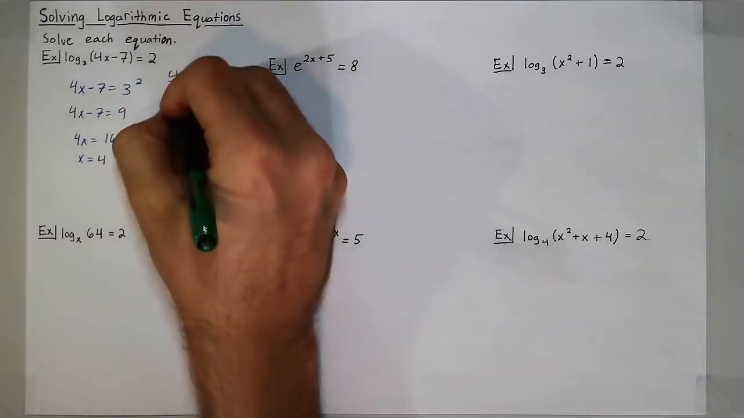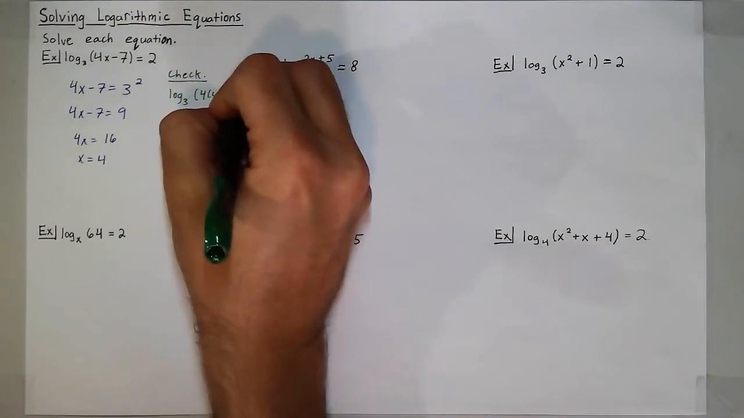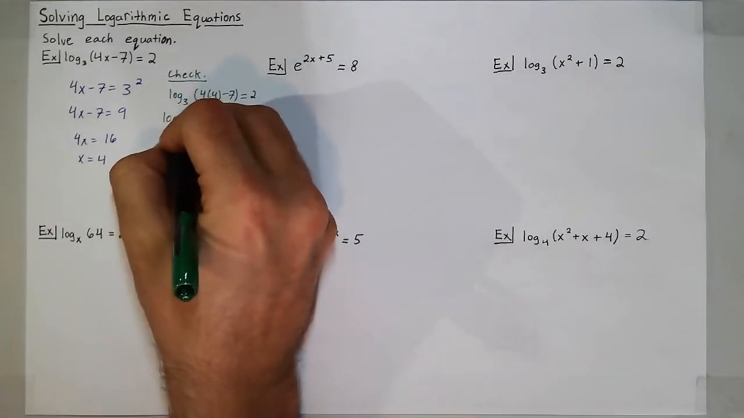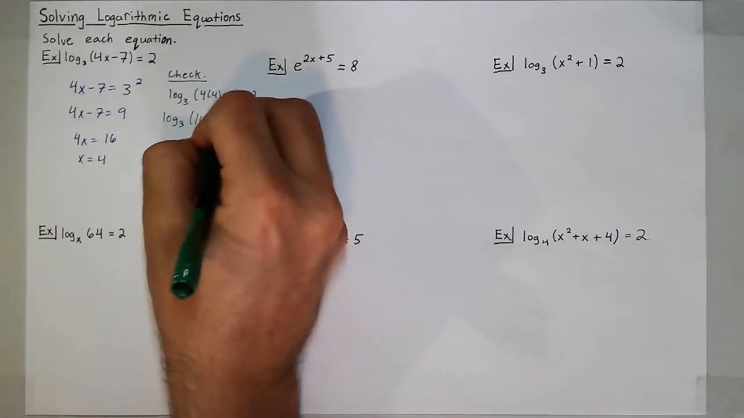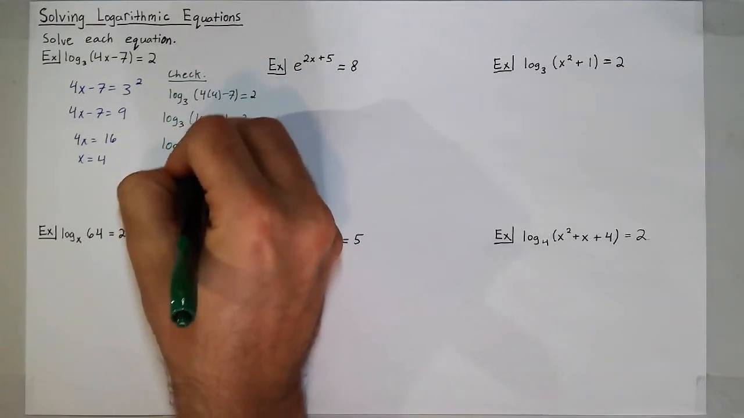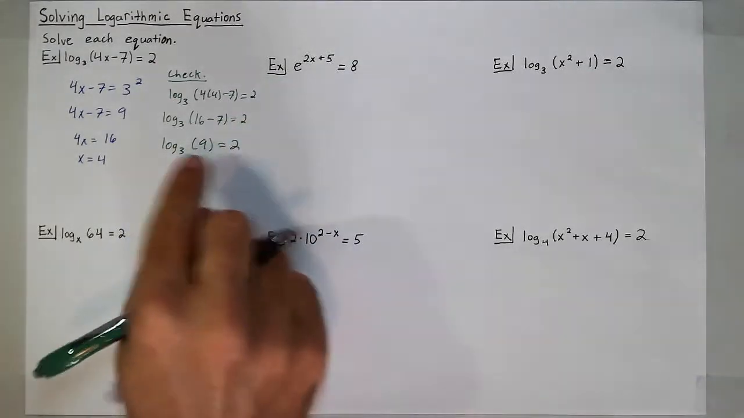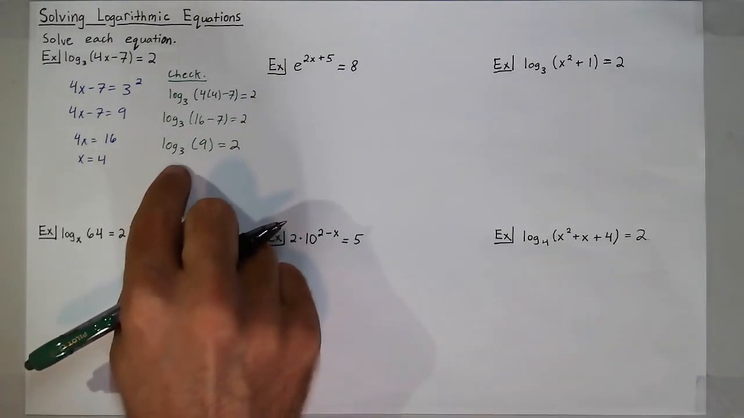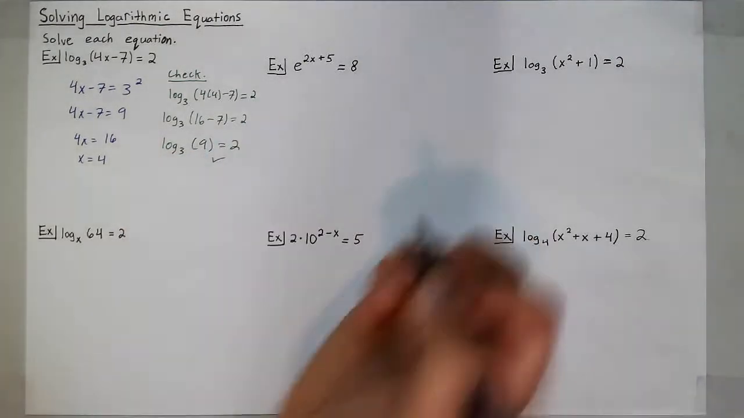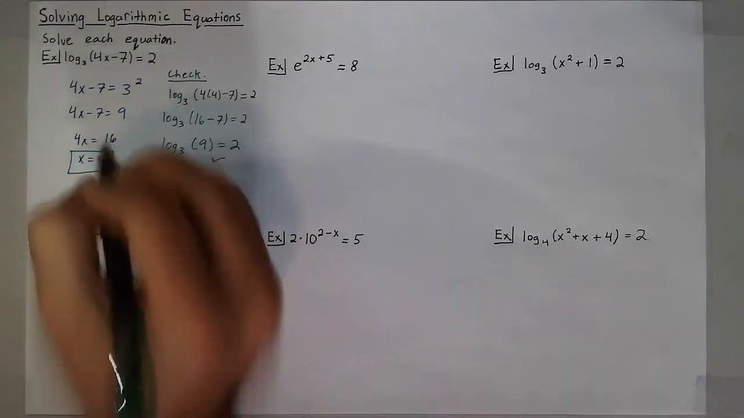We have log base 3 of 4 times 4 minus 7 equals 2. 4 times 4 is 16. 16 minus 7 is 9. And 2 is the power you raise 3 to get 9. So yes, log base 3 of 9 is 2. So that does work. So just double checking, but that is a solution.